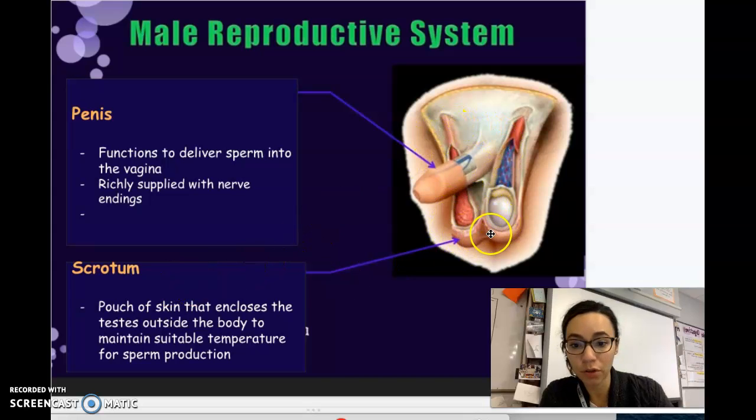The scrotum is also on the outside that encloses the testes. It's actually the only gland that needs to be kept at lower than body temperature, which is why those glands are kept outside of the body in that sac of tissue.